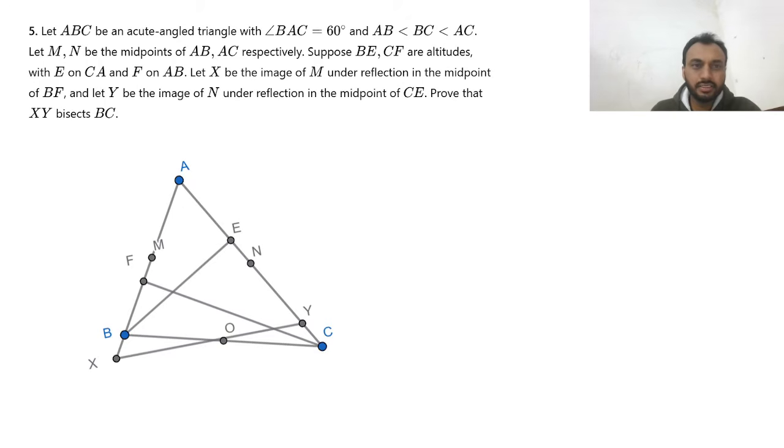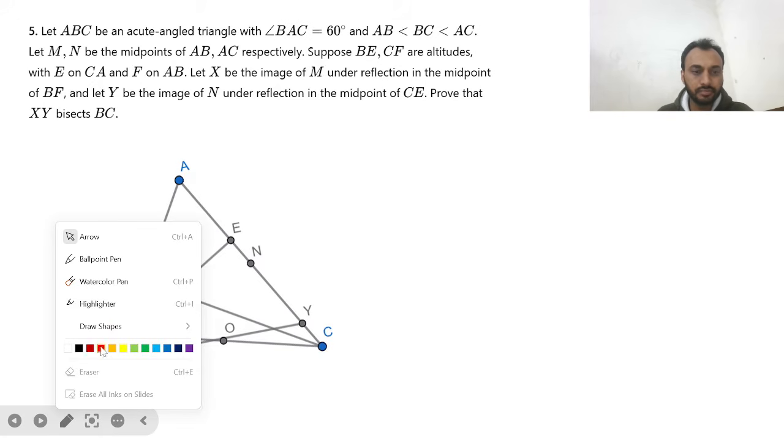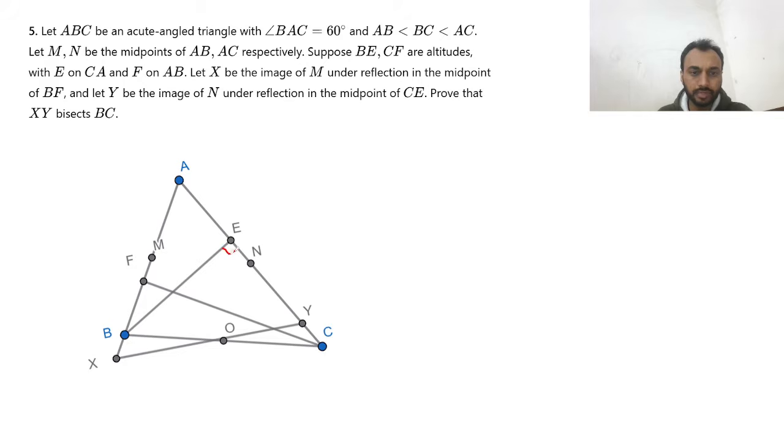Hi guys, so this is question number 5 of RMO 2025. In this question we are given angle BAC is 60 degrees and AB < BC < AC. Accordingly I draw AB, BC and AC, and M and N are the midpoints of AB and AC. You can see in the diagram M and N, and then we have BE and CF as the perpendiculars, right? BE is perpendicular to AC and CF is perpendicular to AB.